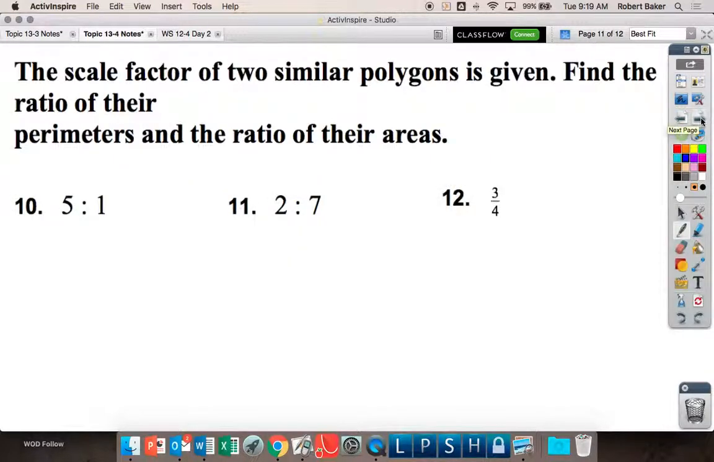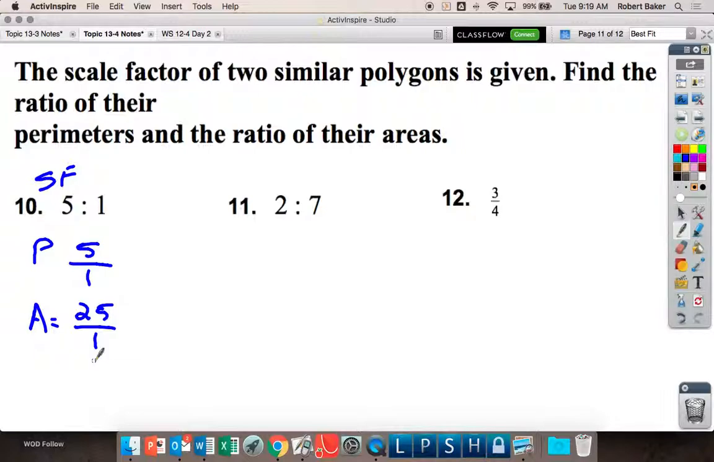All right, in the last section here it says the scale factor of two similar polygons is given. Find the ratio of their perimeters and find the ratio of their areas. So this is our scale factor. What is the ratio of their perimeters? Still 5 to 1. What is the ratio of their areas? Square both of them. 5 squared is 25, 1 squared is 1.